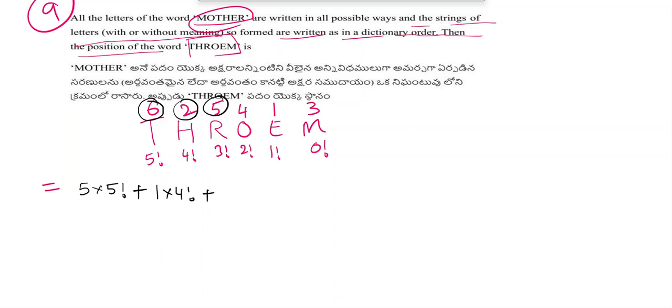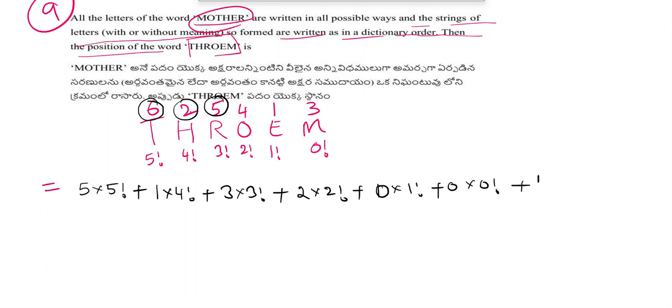So 5. Write down the number of letters below 5, that is 3, so 3 into 3 factorial. Here for 4, the number of letters below is 2, so 2 into 2 factorial. For 1, the number of letters below is 0, so 0 into 1 factorial. Then write down 0 into 0 factorial.